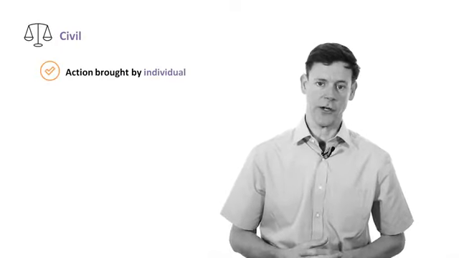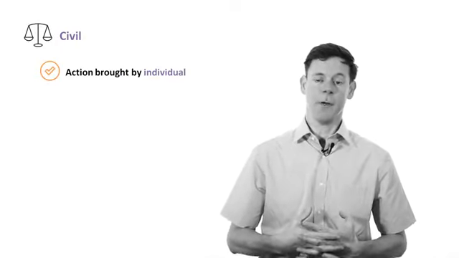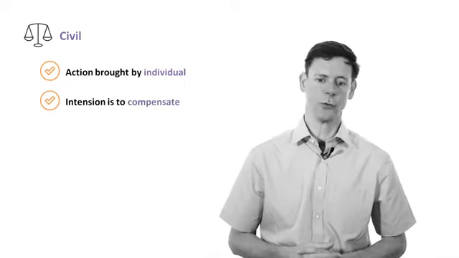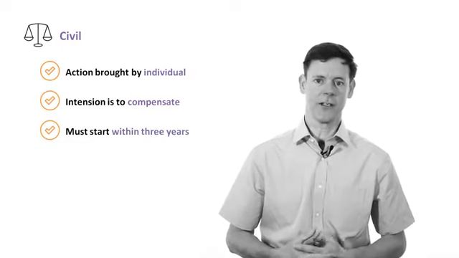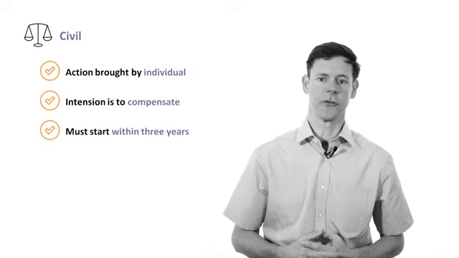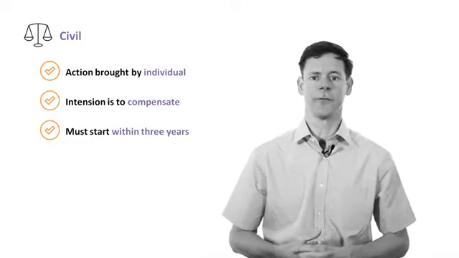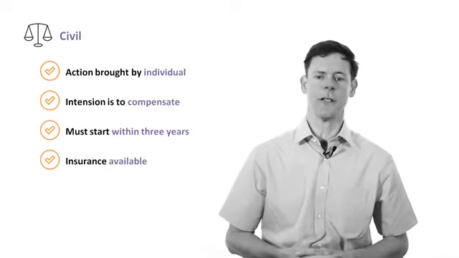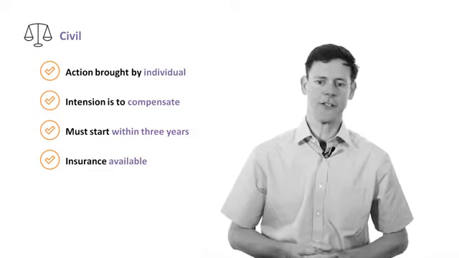In contrast, the civil legal system has different characteristics. The civil action is brought by the individual concerned. They're in pursuit of compensation. So that's the intention of the civil system, it's compensation of individuals. They have 3 years to bring their claim for compensation. That's 3 years from the date of injury, 3 years from when they're diagnosed with an occupational ill health. And insurance is available to the employer to pay the compensation.